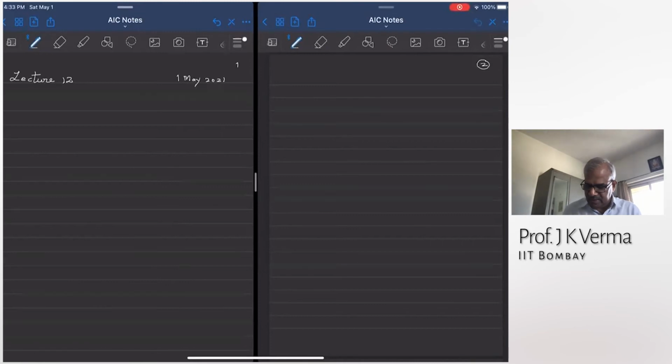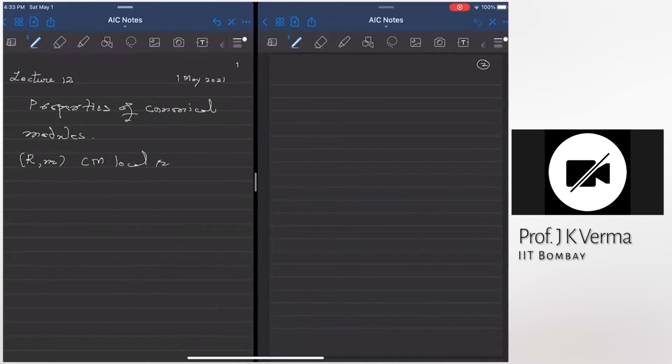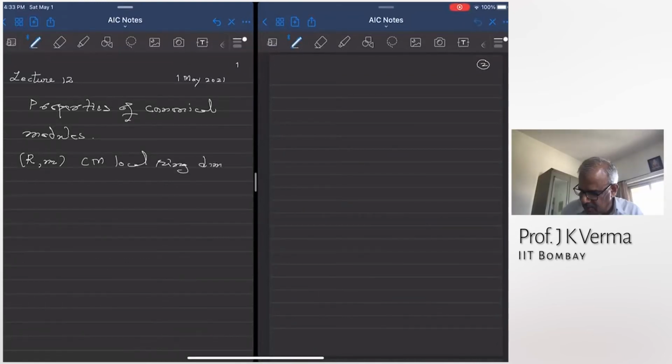Okay, so in this lecture and the lecture tomorrow, we are going to focus on properties of canonical modules. Remember, these are defined only for Cohen-Macaulay rings right now. So (R, m) will always be a Cohen-Macaulay local ring, and the dimension of R is d. And if I don't specify, E will always denote the injective hull of the residue field k equal to R mod m.